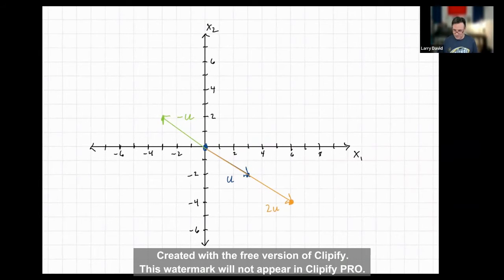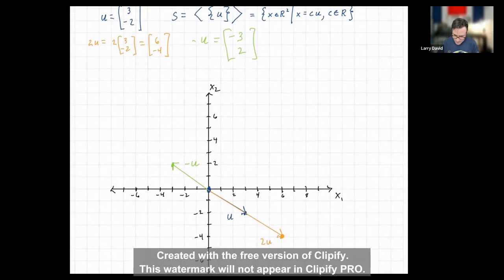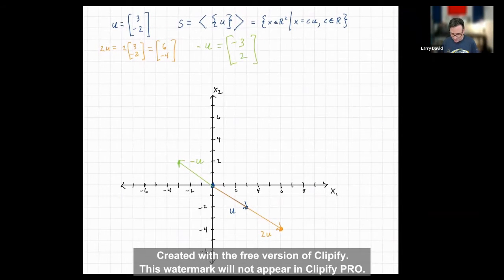All right, and so we're starting to get a picture of the span of u. Now there's infinitely many points in here. So we could have 1/2 times u. That would be 3/2, -1. So somewhere on here. We could do 7 times u, which would be way down here off the picture. But probably you can already see that the span of u, we could actually just draw the whole thing straight away. Okay, so try there.